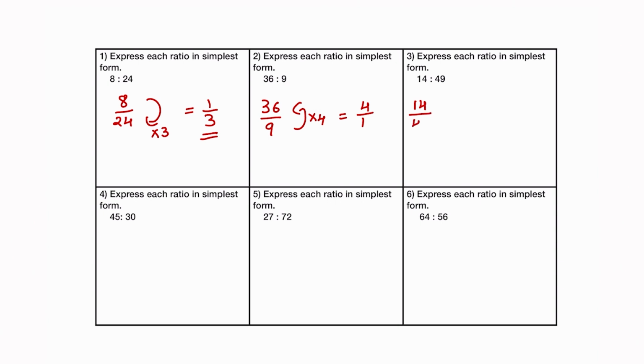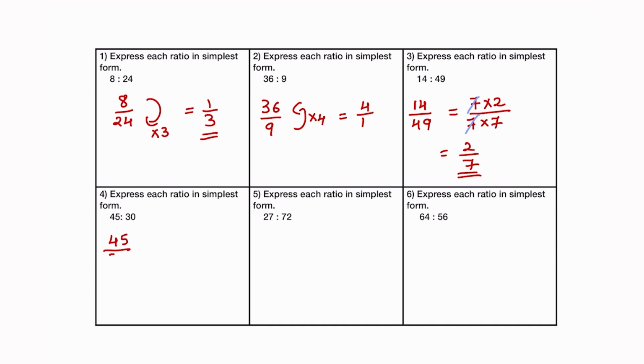14 over 49. Now this we can say that this is 7 times 2 and that's 7 times 7. 7, 7 out, common factor, and that leaves us with 2 over 7. So that's the simplest form. Simplest form is when you cannot further divide it, right? There are no more common factors left.